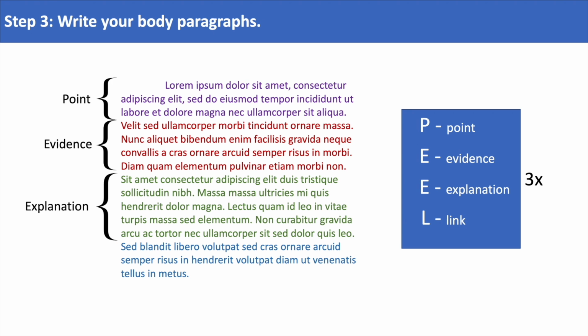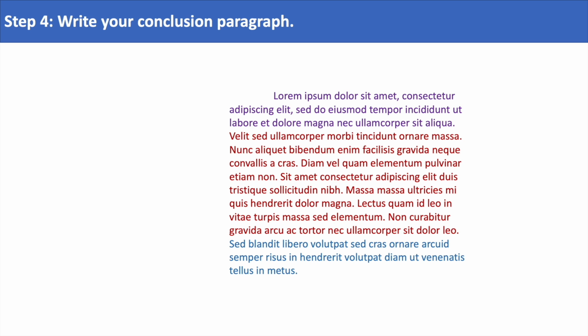Lastly, your body paragraph should end with a link back to your thesis statement. The link is a direct explanation of how your point and evidence support your thesis statement. You will repeat this process for each of your body paragraphs. Finally, once you have your minimum of 3 body paragraphs, we can move on to the final step.